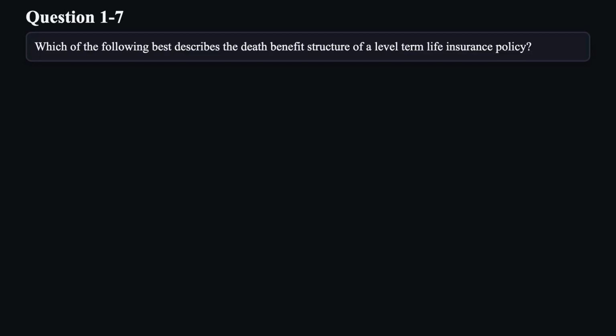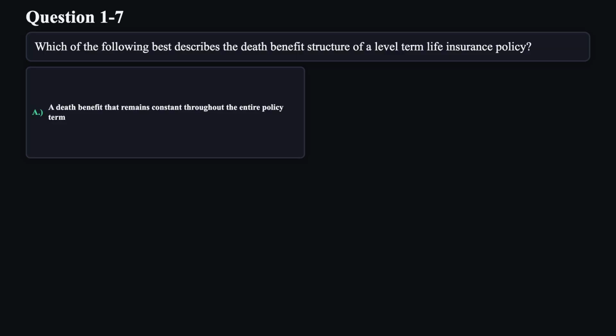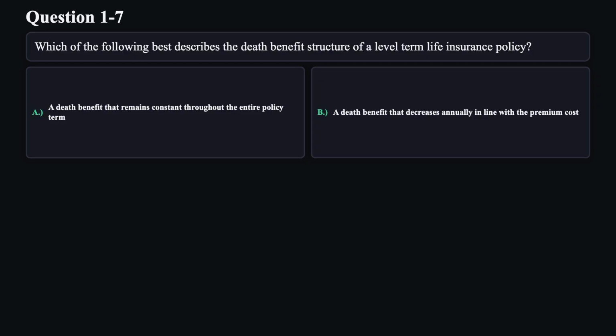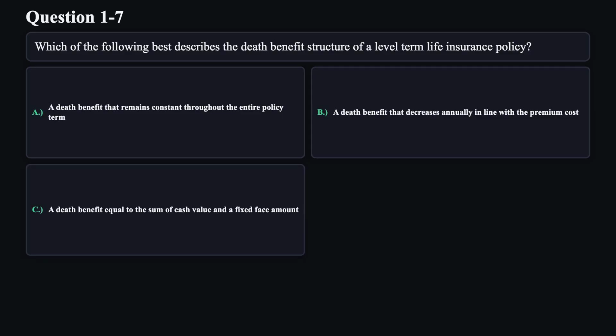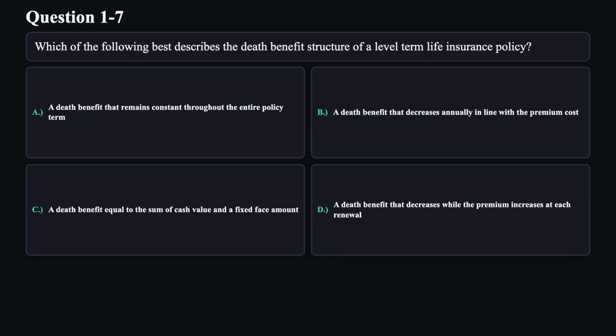Question 7. Which of the following best describes the death benefit structure of a level term life insurance policy? A. A death benefit that remains constant throughout the entire policy term. B. A death benefit that decreases annually in line with the premium cost. C. A death benefit equal to the sum of cash value in a fixed face amount. D. A death benefit that decreases while the premium increases at each renewal.